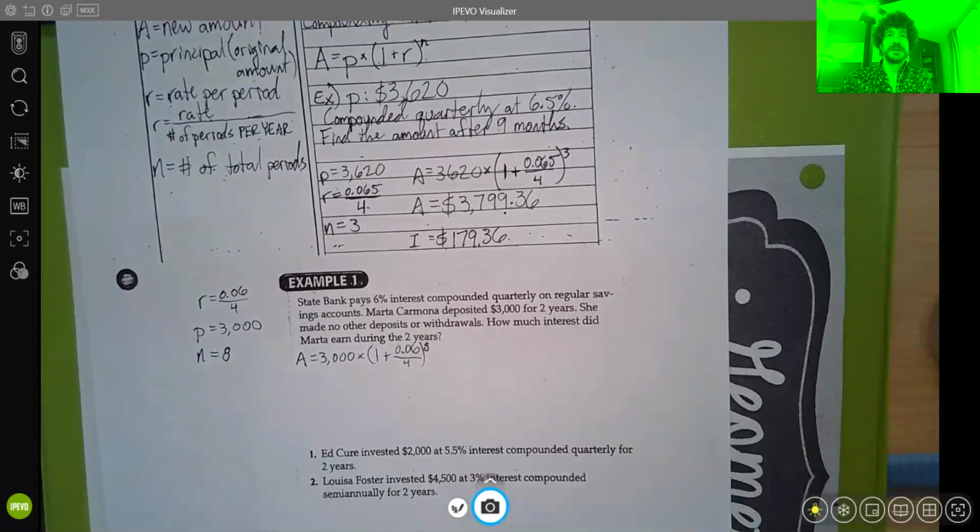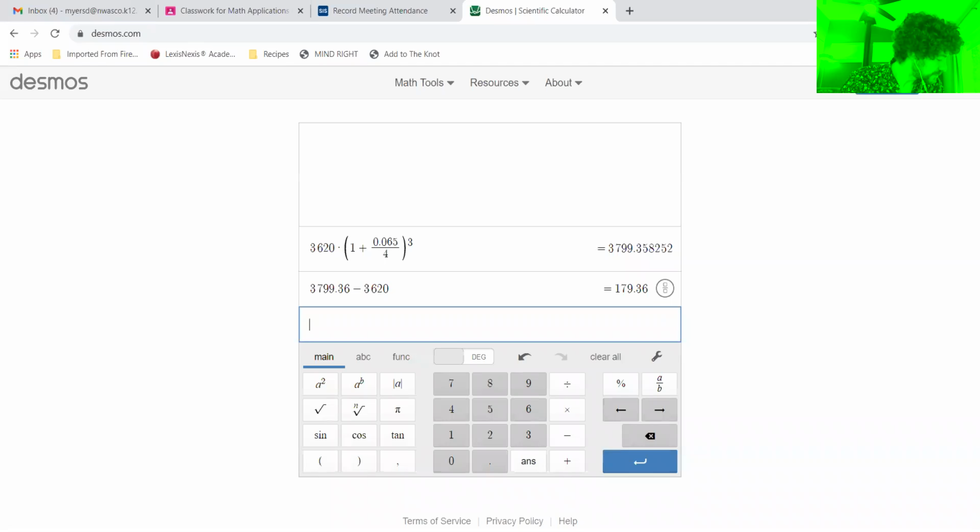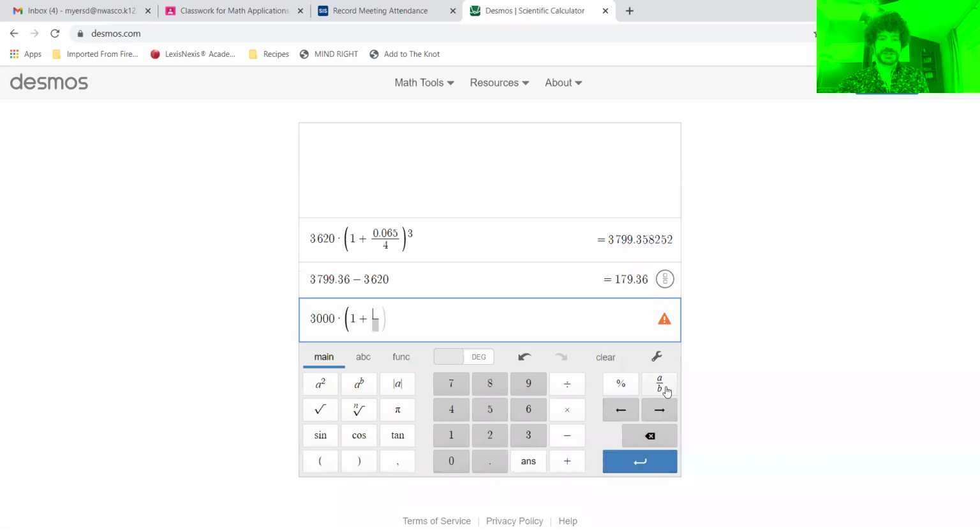Switch it back over to the Desmos calculator now. We're going to type all that in, get our answer. So 3,000, that's our value of P, times, open your set of parentheses, 1 plus, now we need to get our fraction going, and we had 0.06 over 4. Scroll to the right, close your parentheses. And the 8th power, that's a to the b, and then type in 8.